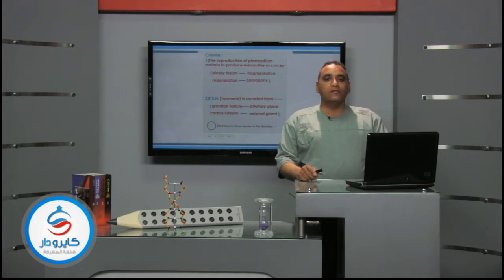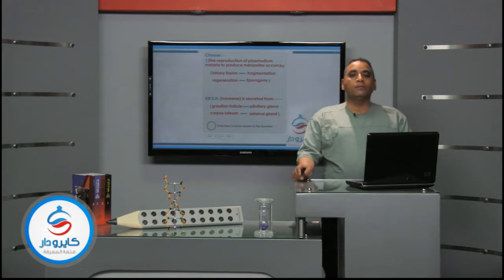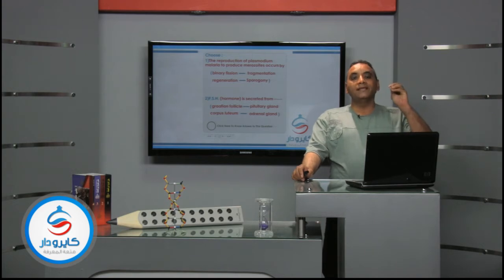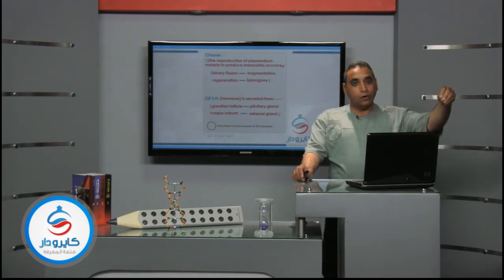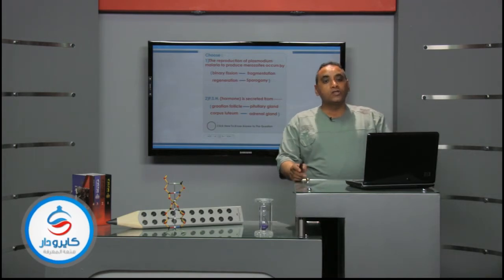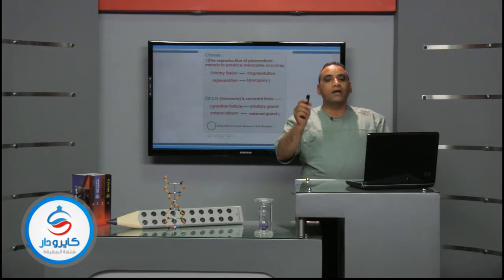Choose the correct answer. The reproduction of the plasmodium malaria to produce merozoites occurs by binary fission, fragmentation, regeneration, sporogeny. The reproduction inside the plasmodium malaria produces merozoites. So the merozoites are formed inside the hepatic cells and also inside the RBCs. That takes place by schizogony, which is called fragmentation. So the answer is fragmentation.